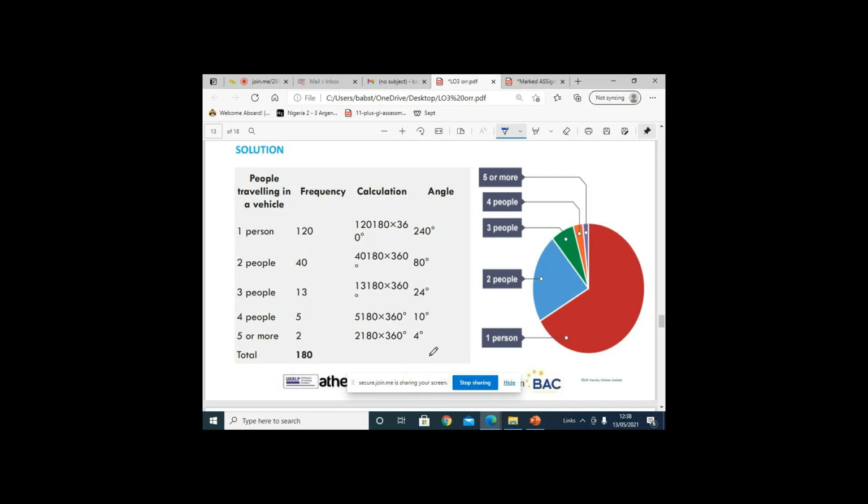To get this accurately, there's something called a protractor. That's what you use to measure angles. Do you get it? Protractor is what they use.